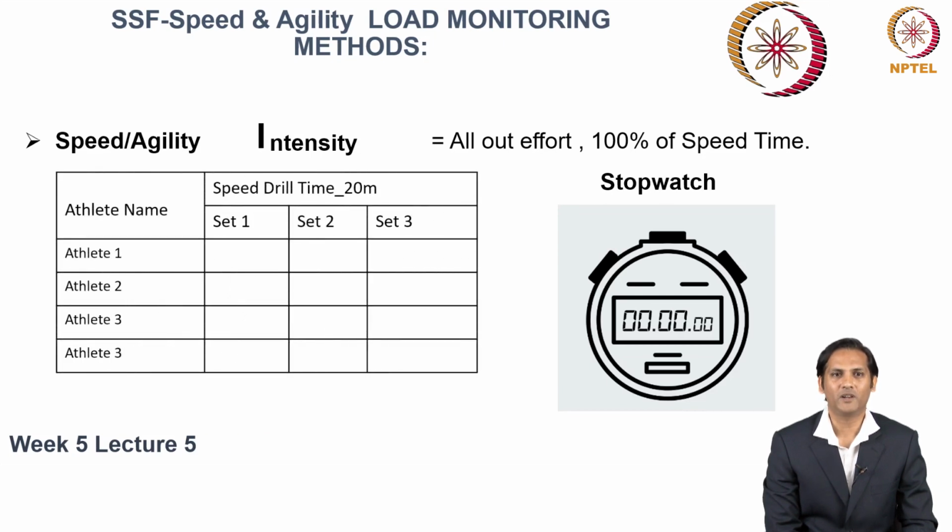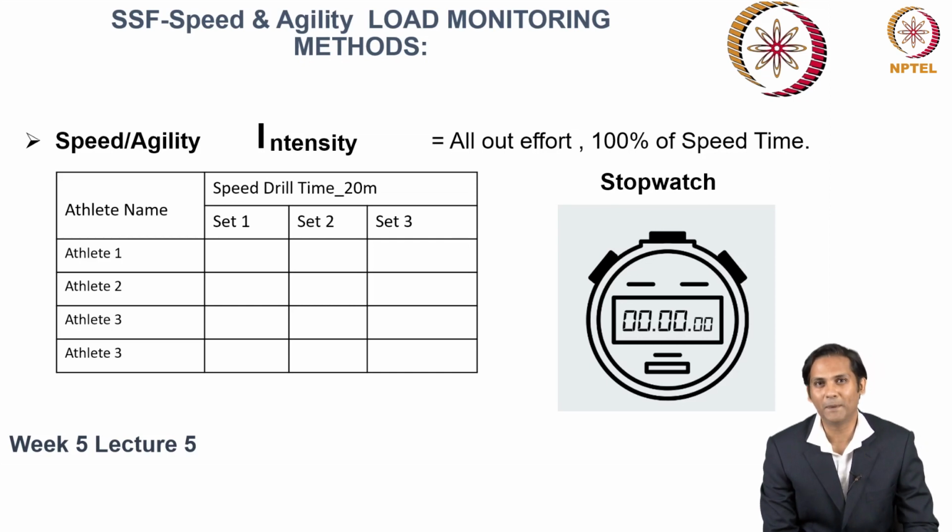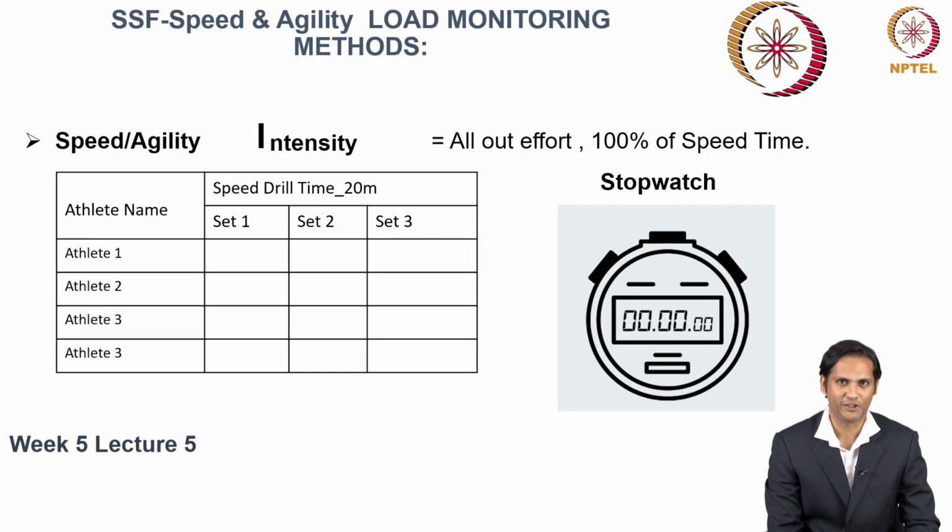where, for example, you have a speed drill of 20 meters for a given athlete. For each set, you note down the time using a simple stopwatch for a given athlete and for given sets. However, this traditional method becomes a little complex when you want to perform the activity for multiple athletes, multiple times in a week, where you won't be able to track the progression and it takes a lot more time to analyze the data based on the Excel sheet.